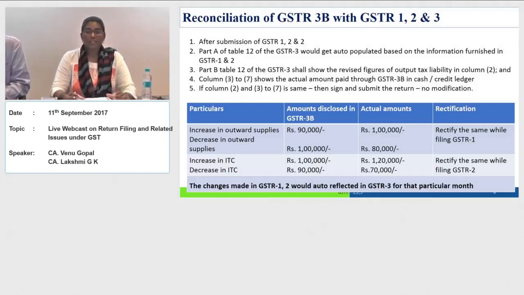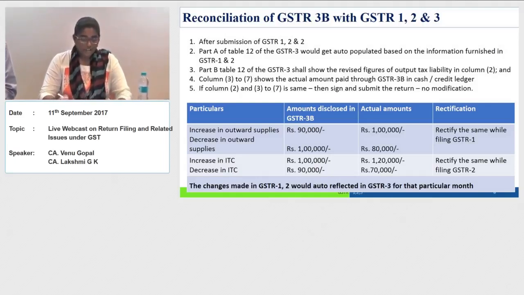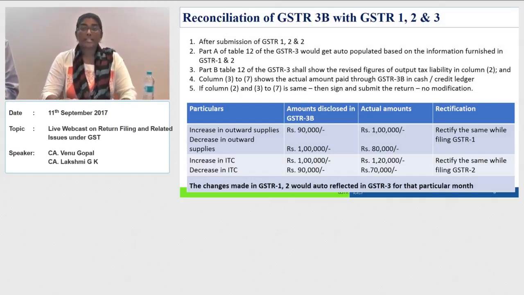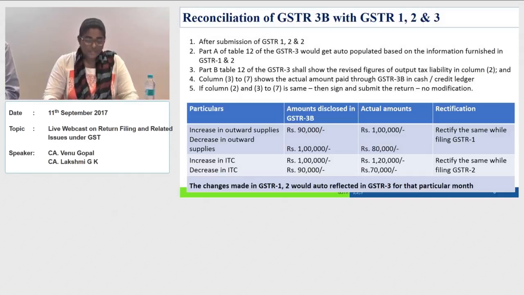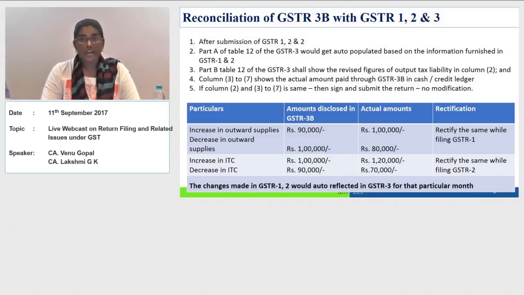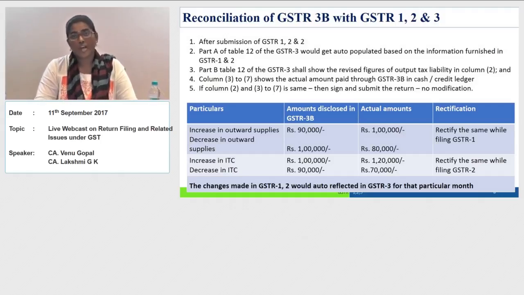In slide number 6, I have given one small example, taking an increase in outward supply. As per GSTR 3B, my tax liability was 90,000, but in GSTR 1 my liability becomes 1 lakh. So what do I need to do in this regard? In the reverse situation, if there is a decrease in outward supplies, for example my tax liability was 1 lakh but I have discharged only 80,000, these two errors can be rectified while filing GSTR 1.